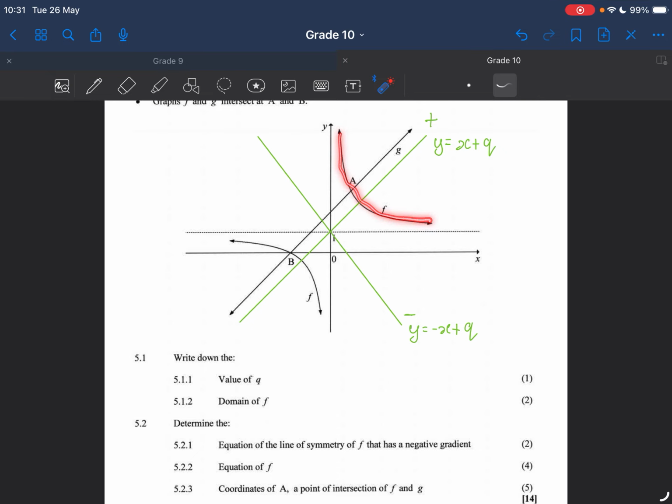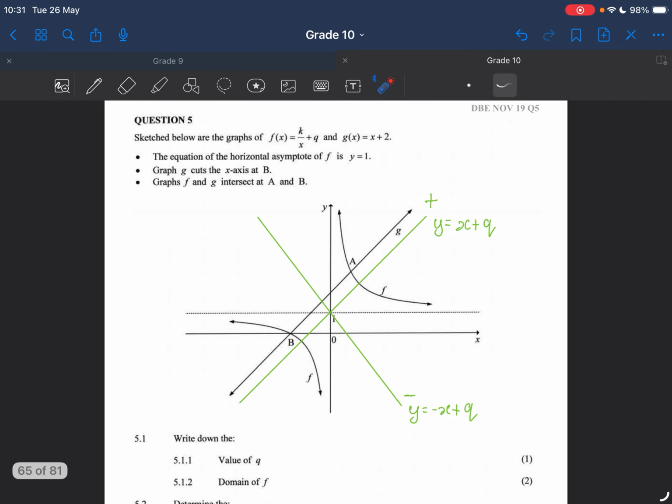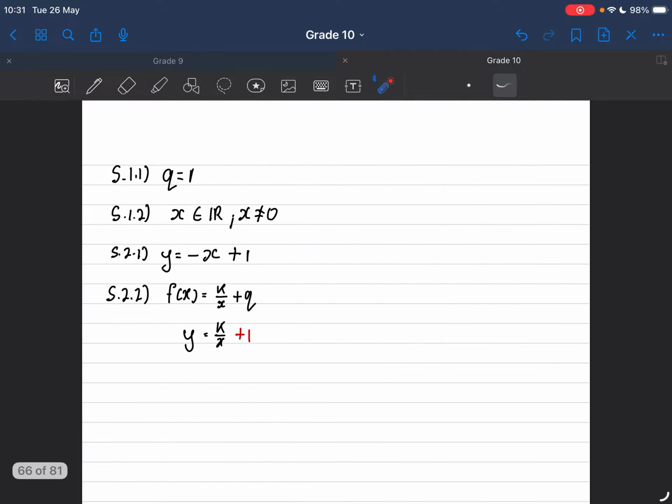Now on our graph, there are no coordinates. There's no points that are given to us. But what we do notice is that B is the x-intercept of the straight line, and we have the equation of the straight line. And it also is a point on the hyperbola because they intersect at that point. So let's make a note here.